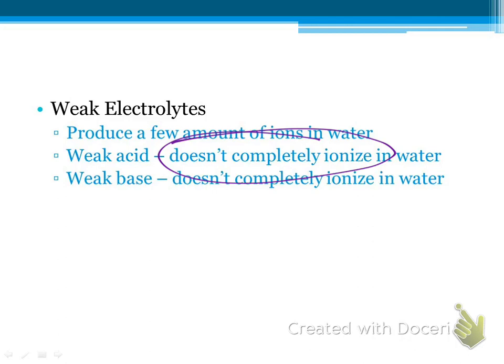Weak electrolytes do not completely ionize. They ionize some, some of the ions break apart, just not all of them. But strong ones break apart all the time into positive and negative ions. Does the terminology make sense? Ionize means to break into ions. So if we say it doesn't completely ionize, that means it doesn't completely break into ions, which doesn't allow electric current to travel through, which means it's a weak electrolyte.